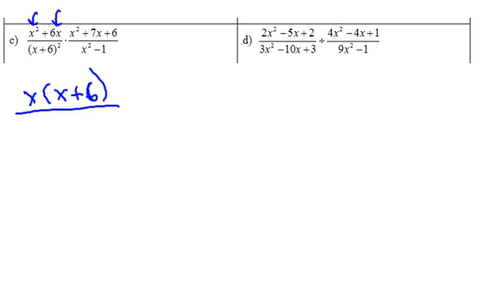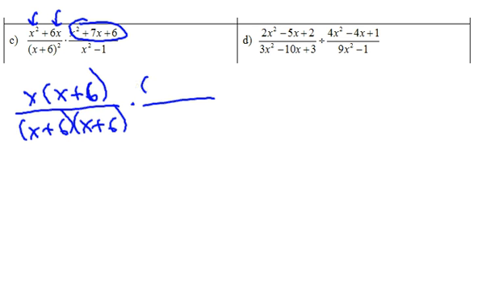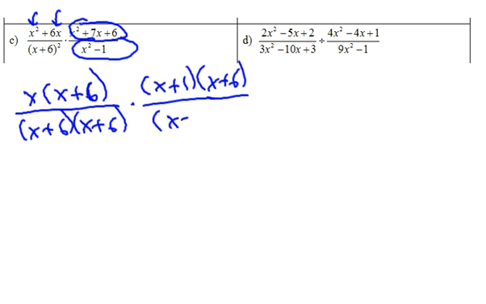Alright, then this is over. Since we have x plus 6 squared, I'm going to write it out the long way. X plus 6 times x plus 6 is what a squared would mean. Then times, I'm going to factor this quickly. If you want to practice it, press pause and do it on your own. It'll be x plus 1 times x plus 6. And then, same thing here, that factors. I'm going to do it quickly, and it's going to be x plus 1 times x minus 1.